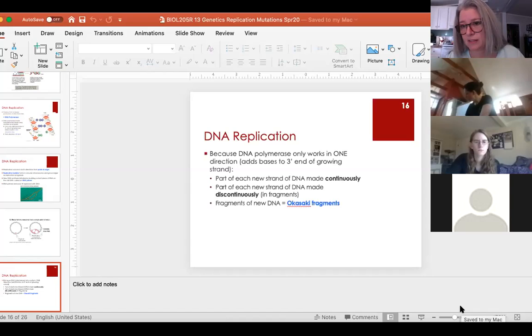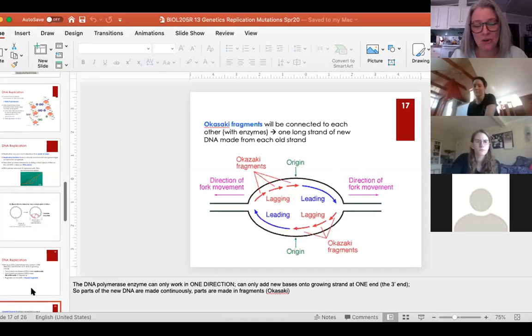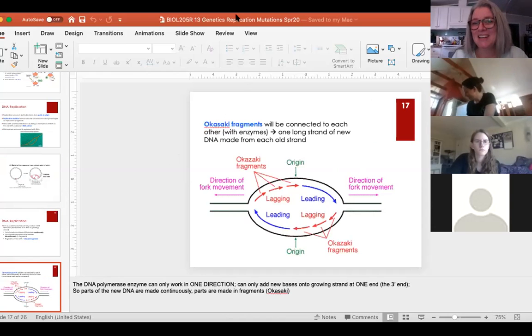That's continuous. And part of it gets made in lagging strand synthesis. That's discontinuous or fragmented. And of course, as we always do, the guy who discovered this got his name on it. So Dr. Okazaki got his name forever immortalized. We call the pieces, the fragments, Okazaki fragments.